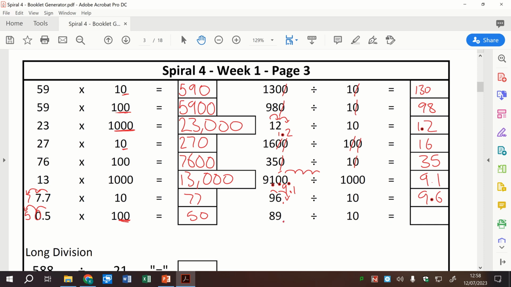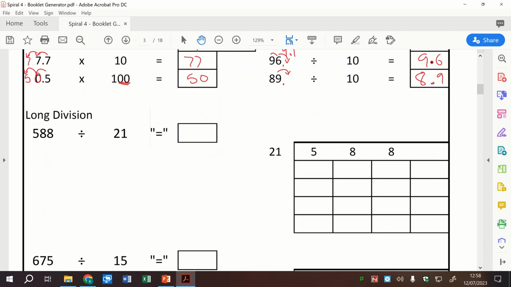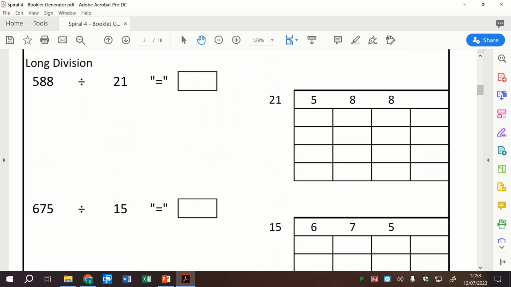Same thing is going to happen here. This is my decimal point at the moment. So the 9 is going to move after the decimal point, and the 8 is going to move from the tens column into the units column, and the answer is 8.9. Okay, stop the video, watch, go back, have a look.